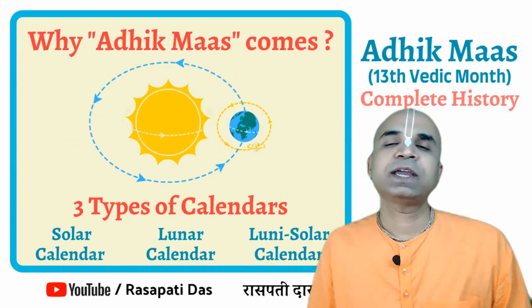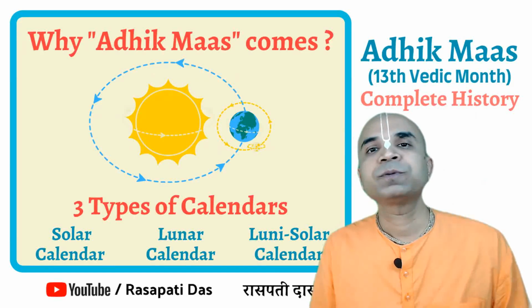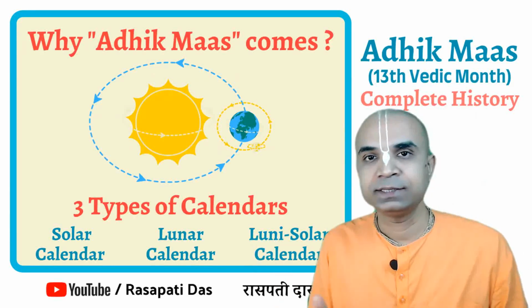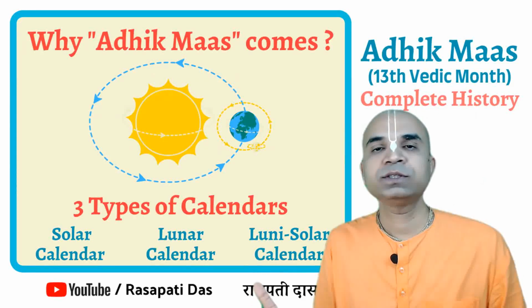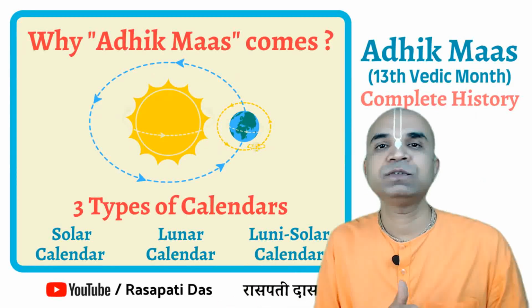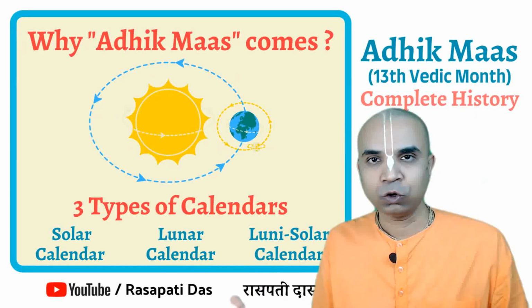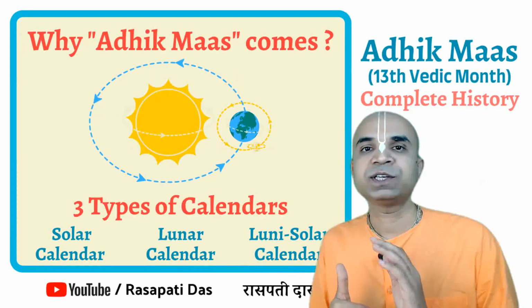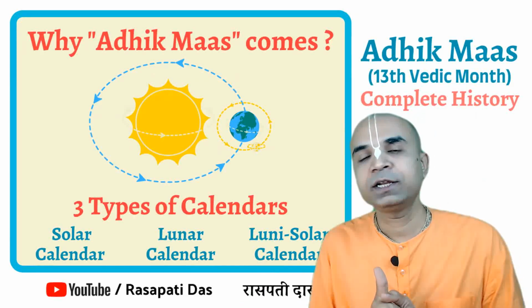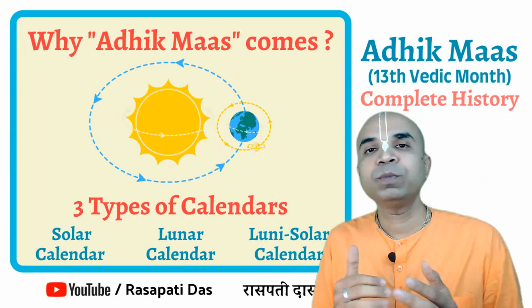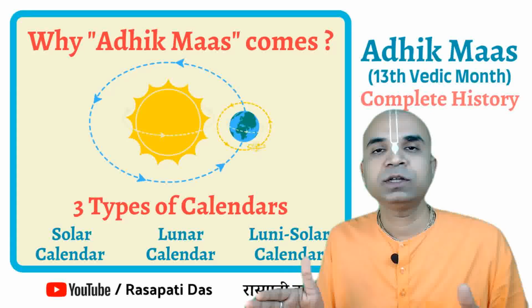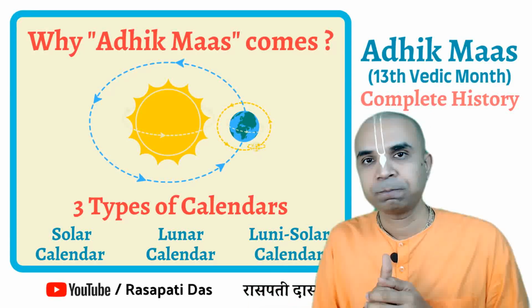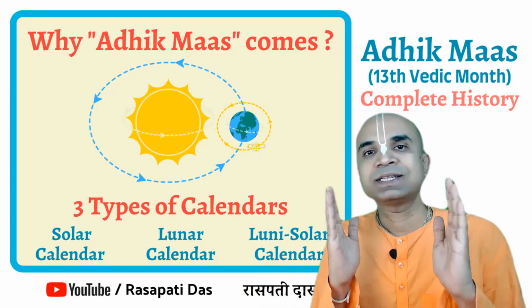There are three ways of calculating time, or three different types of calendars in this world. The first type is the solar calendar, the most famous one, the Gregorian or Roman or English calendar, which we all commonly follow from January to December. This is a solar calendar because it considers the movement of the sun only. This calendar has nothing to do with the movement of the moon. It just considers the sun.